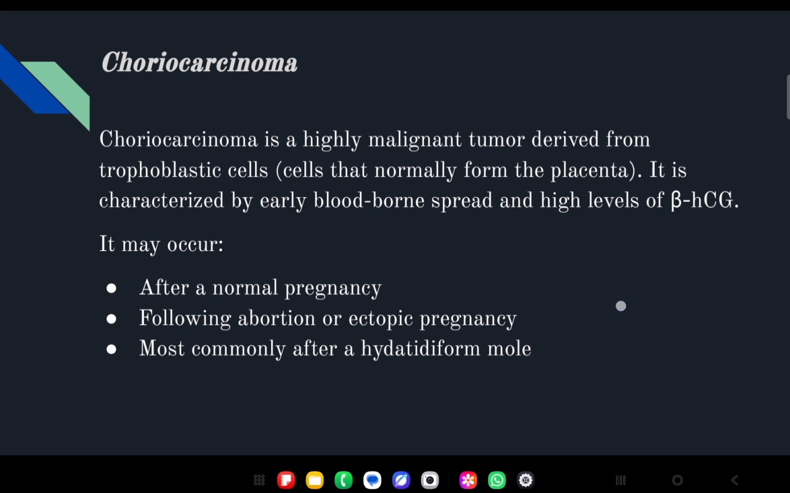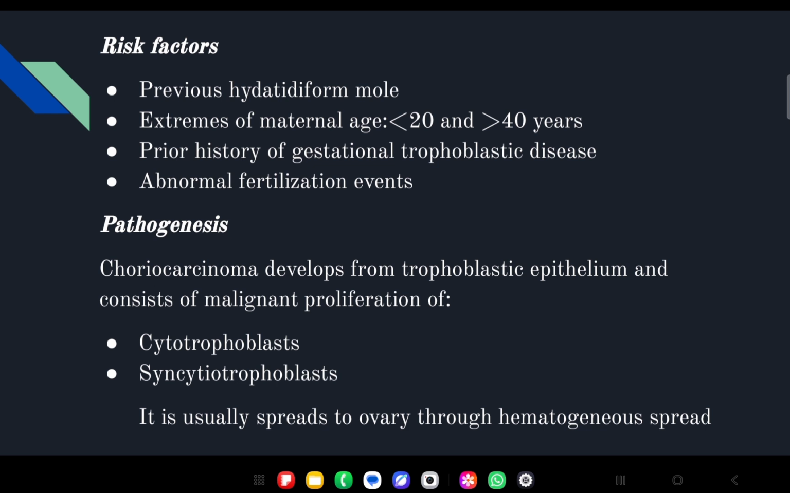It may occur after a normal pregnancy, following abortion or ectopic pregnancy, and most commonly after a hydatidiform mole. This is also most common in females having complete or incomplete hydatidiform mole. Risk factors for choriocarcinoma are previous hydatidiform mole, extremes of maternal age, less than 20 and greater than 40, prior history of gestational trophoblastic disease, and abnormal fertilization event.